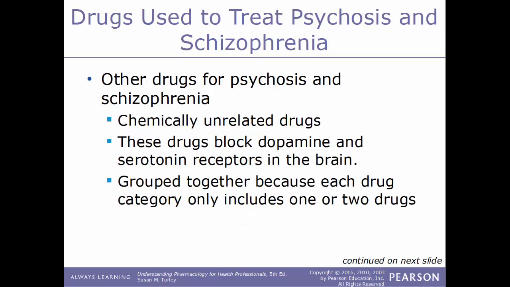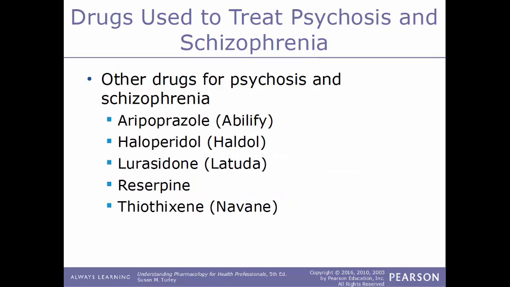Some other drugs that are used to treat psychosis and schizophrenia will be chemically unrelated drugs. And these drugs will act by blocking dopamine and serotonin receptors also. And they're grouped together because each drug category only includes one or two drugs. Some examples here: aripiprazole, also known by the name Abilify, haloperidol, known by its trade name Haldol, lurasidone, known by the trade name Latuda, reserpine, and last one, thiothixene, also known by the trade name Navane.